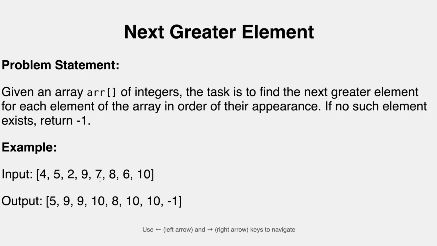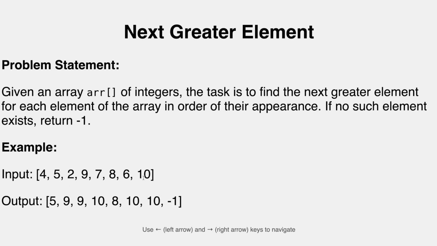Similarly, for 7, the next greater element is 8. For 8, the next greater element will be 10. For 6, also it will be 10. And for 10, since there is no number next to it, it will be -1. So that's what we have to do for every number in this input array. We have to find the next immediate greater element, and output it in our final resultant array for each number.